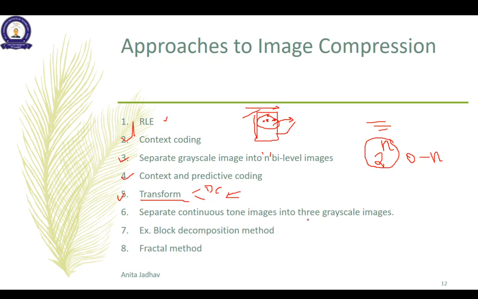We can separate continuous tone images into three grayscale images. I told you that all the color images will probably use one of these after converting into grayscale images. So what are you going to do here? Once you convert to grayscale images, you try to find out whether you can implement any context coding or any predictive coding. Let me give you one example.